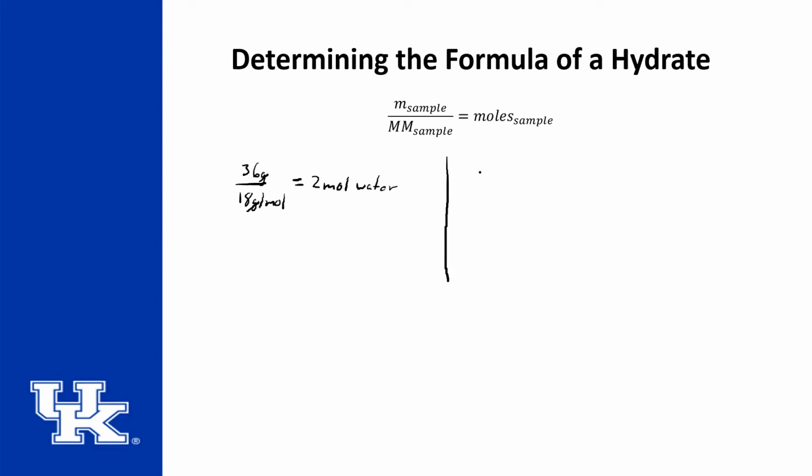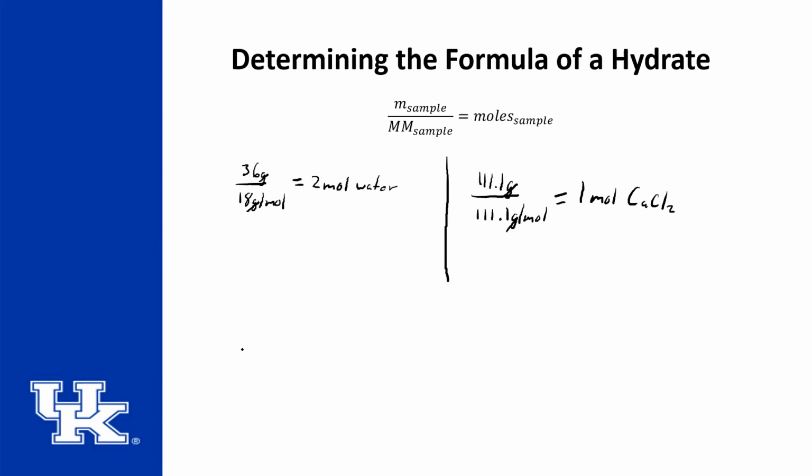For the dried calcium chloride, this would be 111.1 grams divided by its molar mass, which is 111.1 grams per mole. Again, grams cancel, which leaves us with exactly 1 mole of calcium chloride.